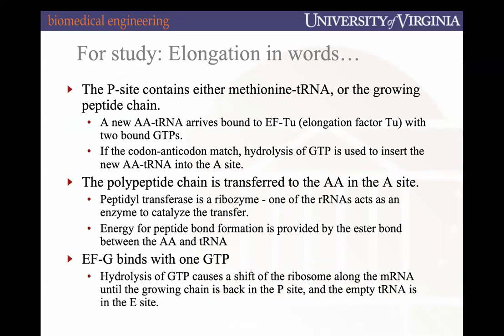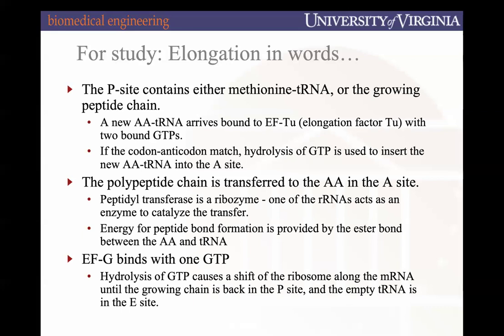I'll walk through the GTPs and then the ester bond energetics as well. So the first two GTPs are brought in by EF-Tu. When those are hydrolyzed, those energetics will be used to insert and deliver the amino acid transfer RNA complex into the A site. And that transfer RNA is going to be anti-parallel and complementary to that codon that's in the A site.